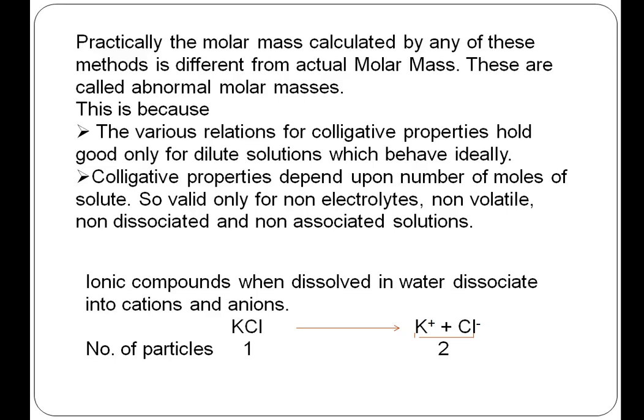But practically it has been found that the molar mass calculated by any of these methods is different from the actual molar mass. Actual molar mass is that which is calculated by summing up the atomic masses of different elements present in a formula. So, these are called abnormal molar masses. Now, why do we get abnormal molar masses?